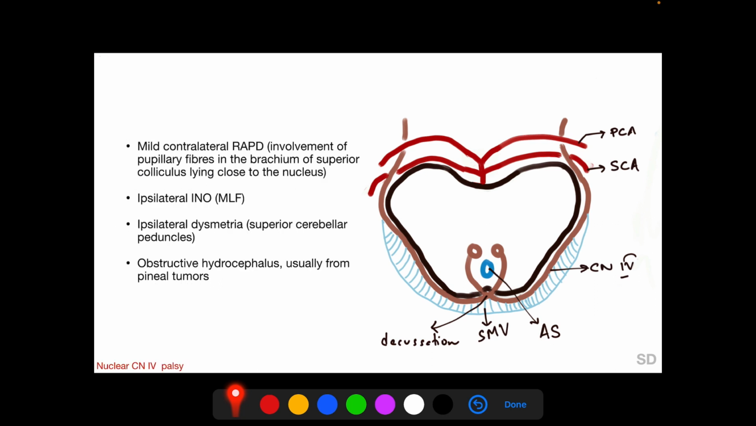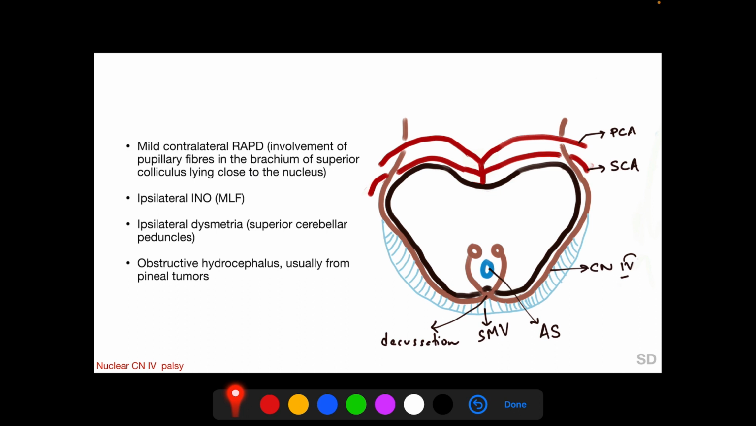The lesion involving the fourth cranial nerve nucleus may also involve the brachium of the superior colliculus, which carries the afferent pupillary fibers from the contralateral hemifield, thus causing a mild contralateral relative afferent pupillary defect. The lesion may also involve the medial longitudinal fasciculus, causing an ipsilateral INO, which we will be discussing shortly.